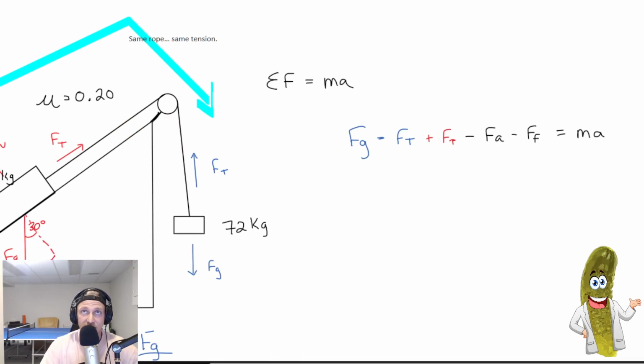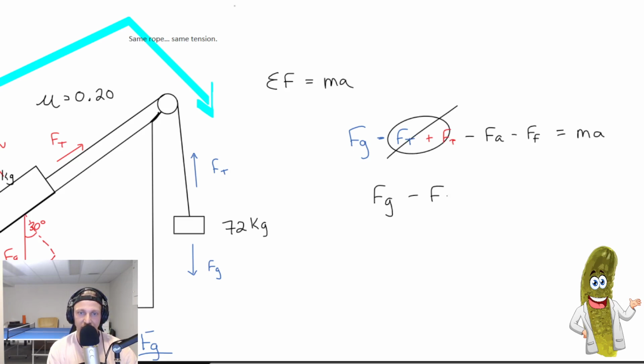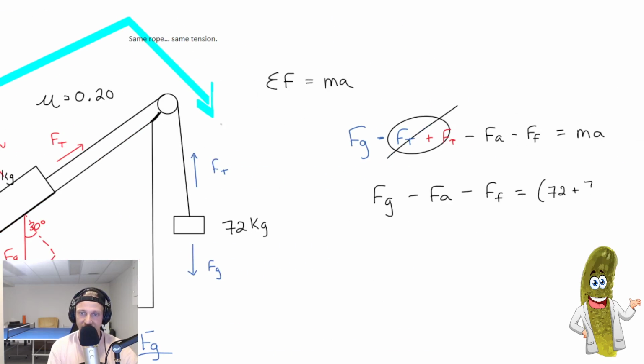I'll scroll to the right so you can actually see what I'm writing. Okay, all of that. So Fg minus Ft plus Ft minus Fa minus Ff is equal to Ma is what our final solution is going to be. So I'm going to simplify this down a little bit and also write it all in the same color. So Fg, this all cancels out. So we don't need to write that again. Minus the applied force minus the force of friction is equal to the mass times the acceleration. Now the mass for us is both of the two masses, the 72 and the 75 kilogram, times acceleration.